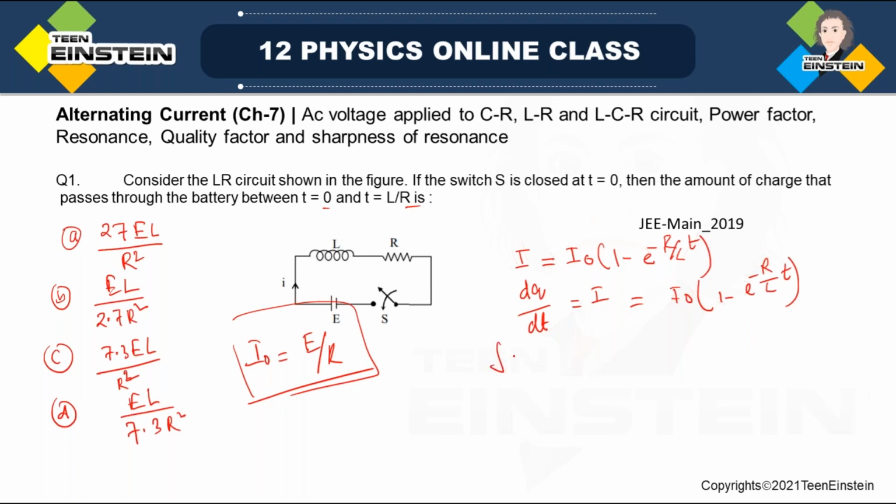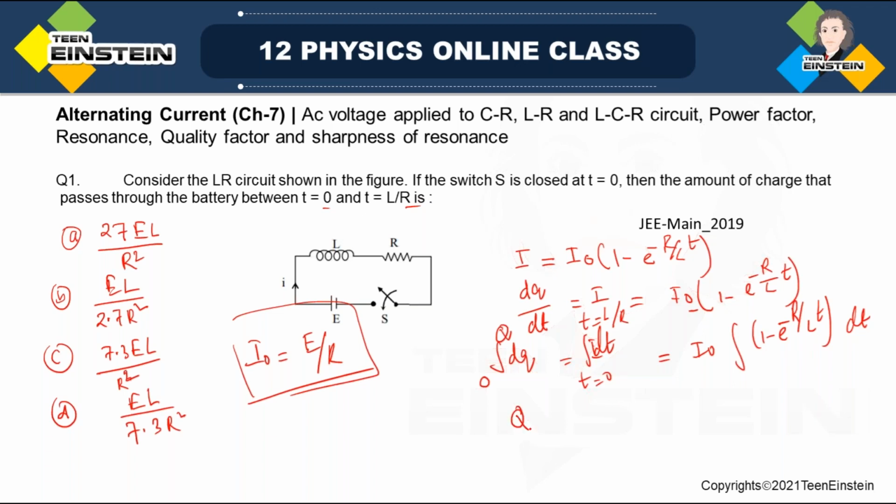Now look, we have to find the charge, so we can integrate this. If you want to calculate the total charge, at t equal to 0 the charge is 0, and t equal to L by R. Let us take the charge to be simply capital Q, with t going from 0 to L by R. Here this I0 is a constant term, we can take that out. So here we have to do the integration part.